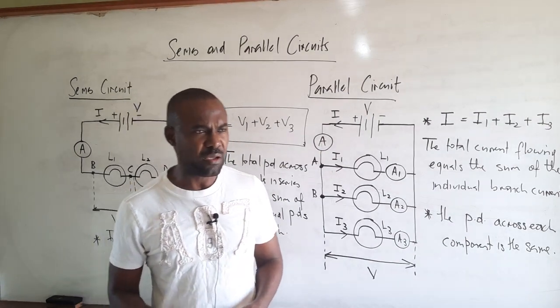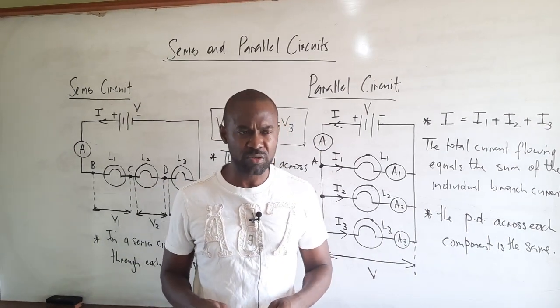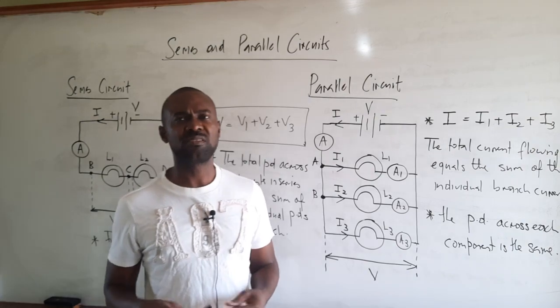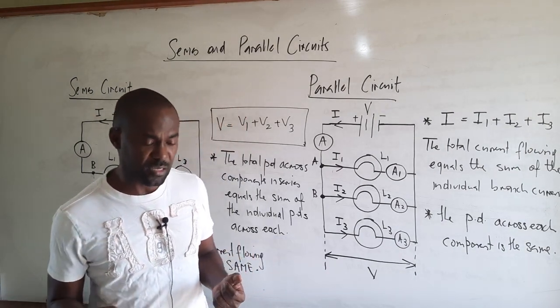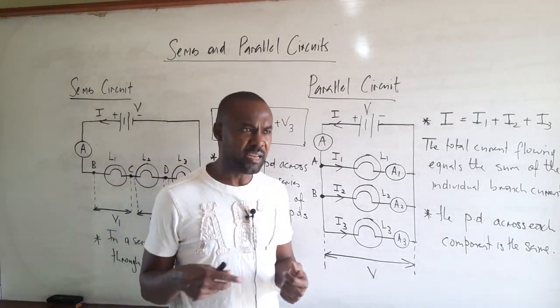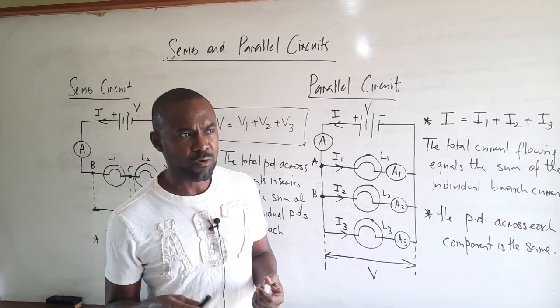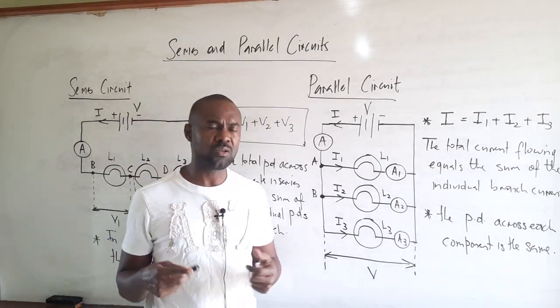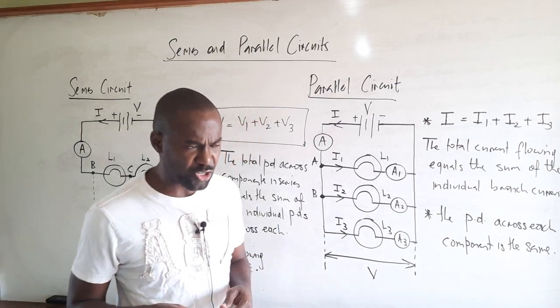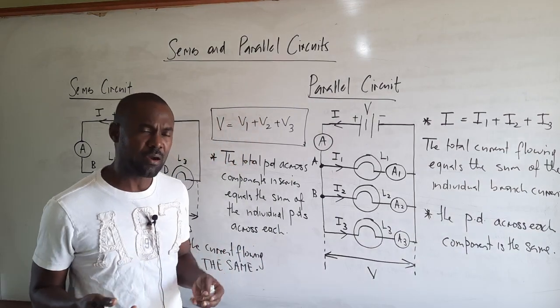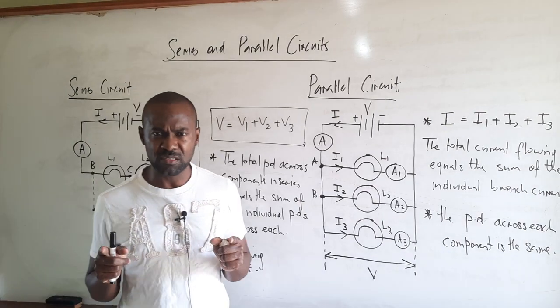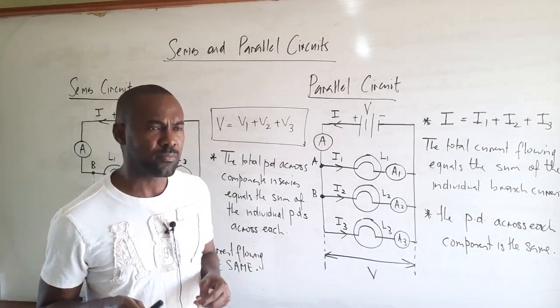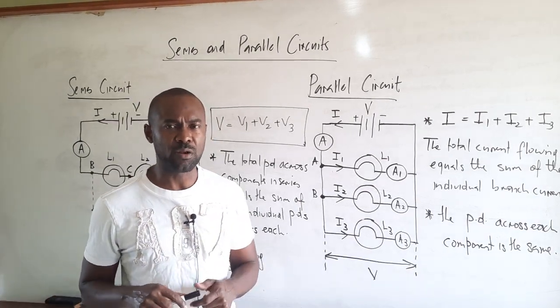And of course, we were able to examine the characteristics of both circuits. In the case of a series circuit, we said that when components are connected in series, the current flowing at any point in the circuit is the same. And of course, the total PD across the components is equal to the sum of the individual PDs across each. When components are connected in parallel, however, the PD across them is the same, and the total current flowing is the sum of the individual branch currents.